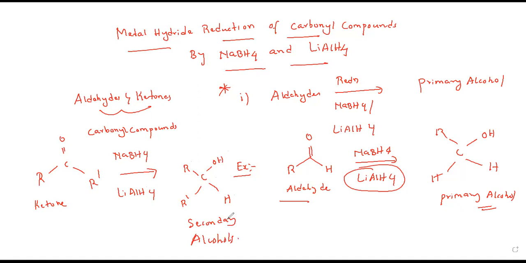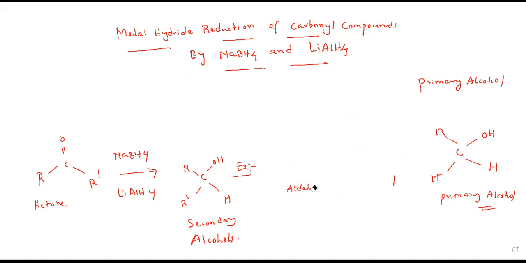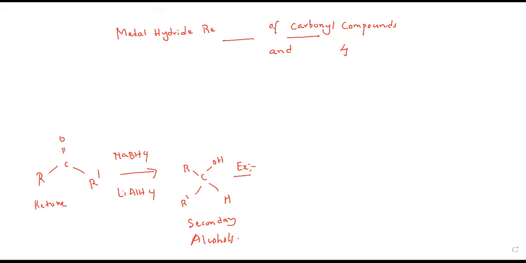Now we'll see the reaction mechanism for the conversion of a ketone into a secondary alcohol. Then we can see how aldehydes can be converted into primary alcohols. And the mechanism is also very simple. You can understand it very easily in 2 steps.